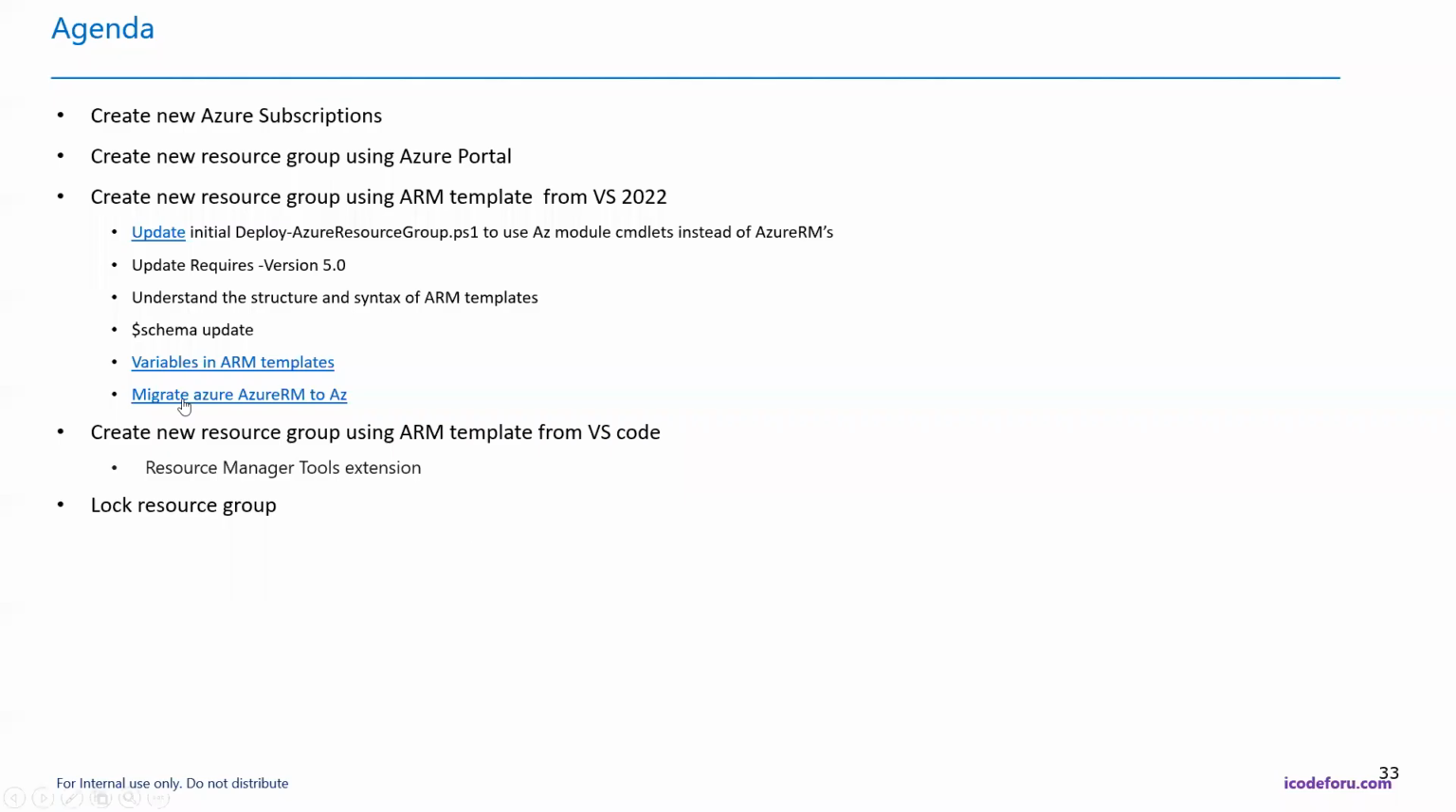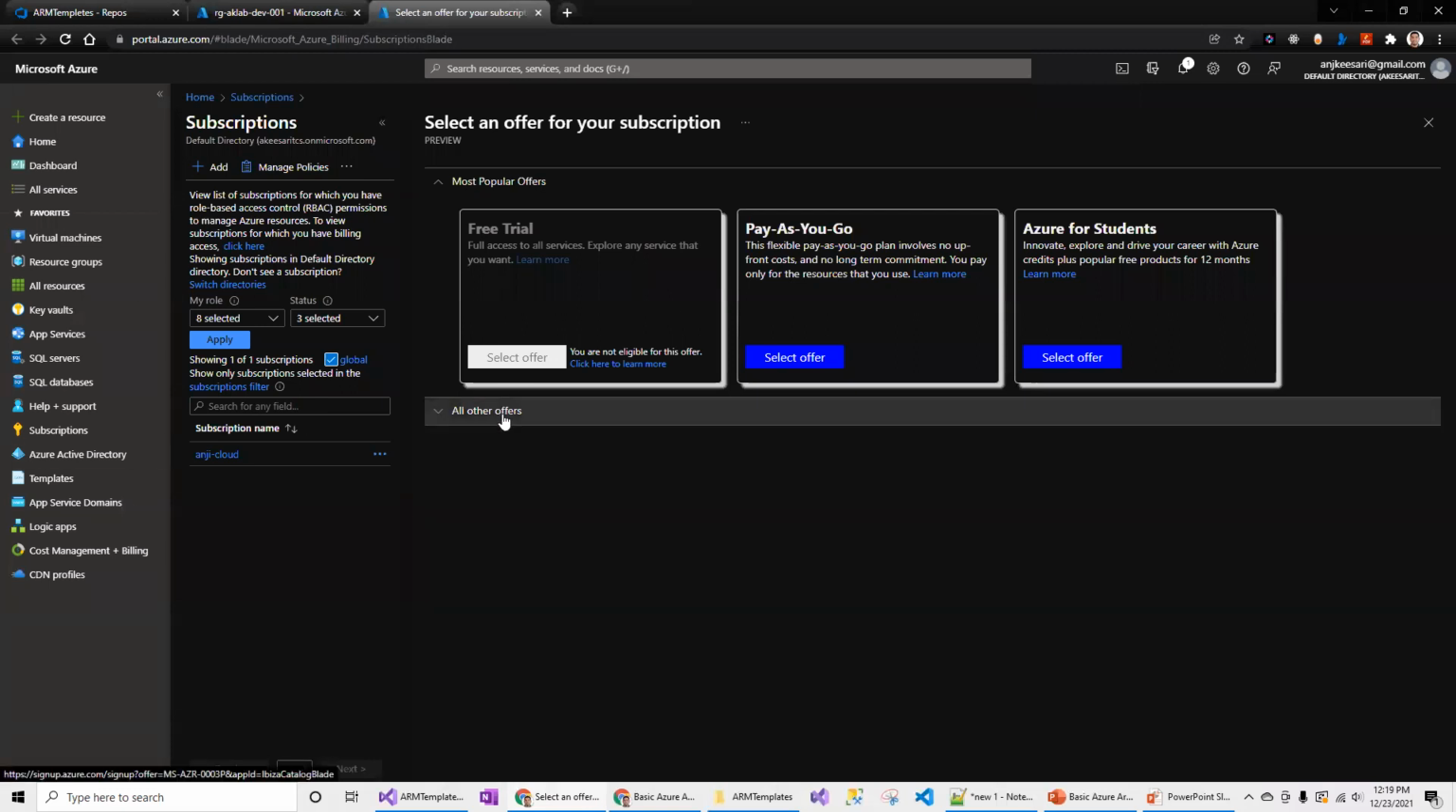So back to these slides. We know how to create the portal. Now let's take a look at the proper way to create the resource groups. Whatever we have done is just for demo purposes. You're not going to use the Azure portal for creating any of the resources in a real scenario.